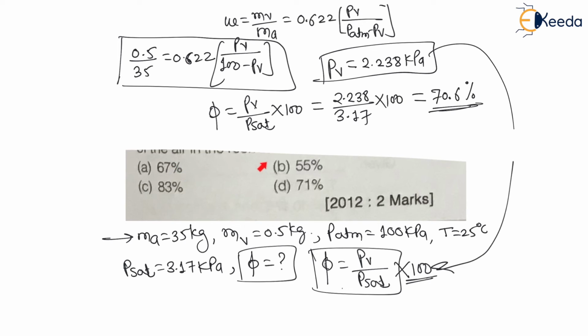And now look at the options. The nearest choice is option D. Therefore, as the nearest choice is 71%, this can be approximated as 71% and your answer is option D.